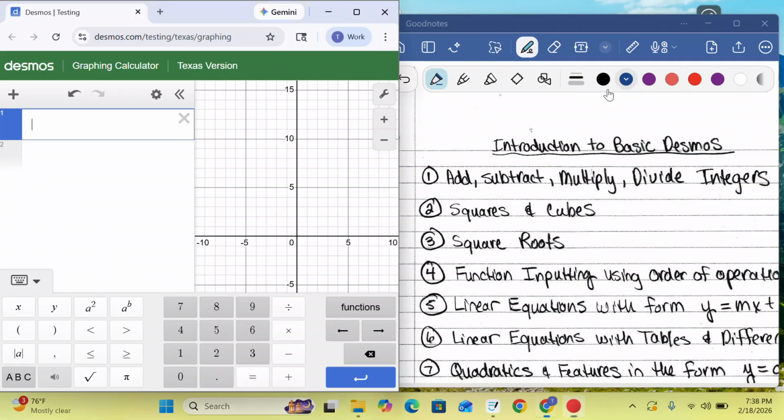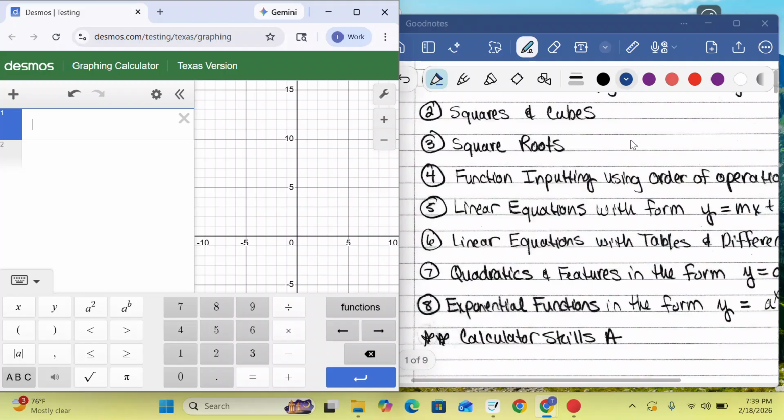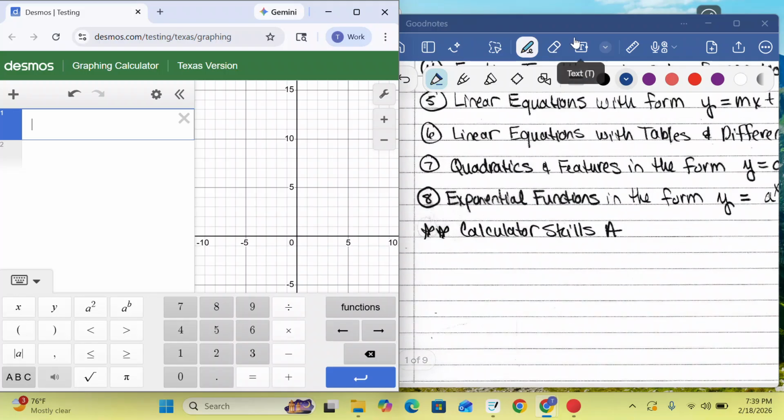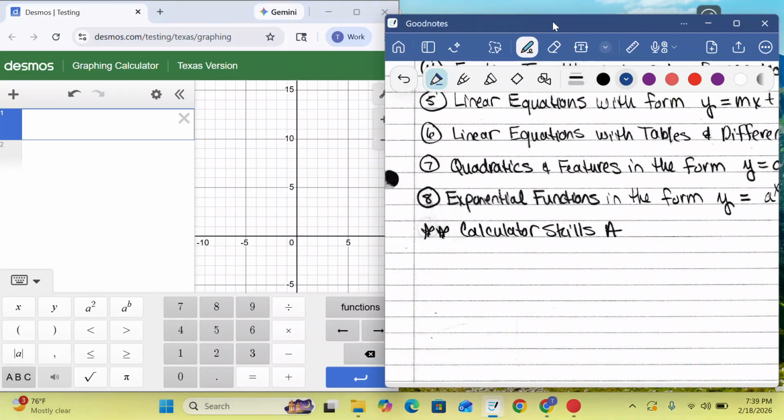Today I'm going to be talking a little bit about how to input problems into our Desmos calculator. We're going to talk about Introduction to Basics of Desmos. We're going to be talking about adding, subtracting, multiplying, and dividing integers, squares, cubes, square roots, function inputting, linear equations, and of course doing quadratics and a couple of exponential functions, and then of course our mixed review.